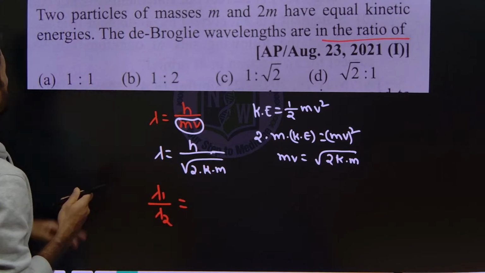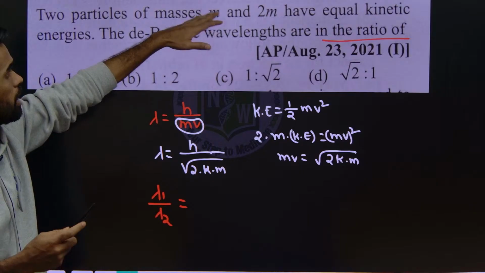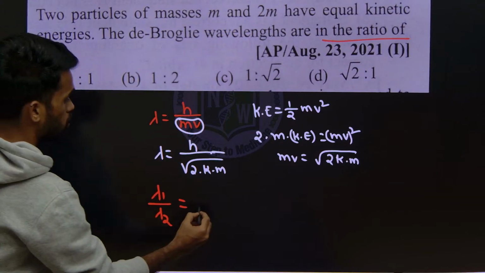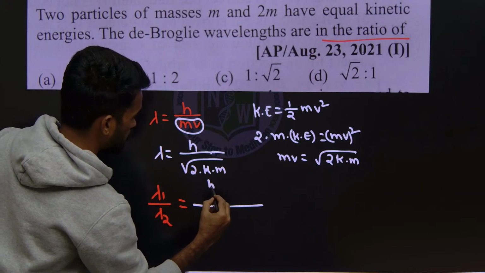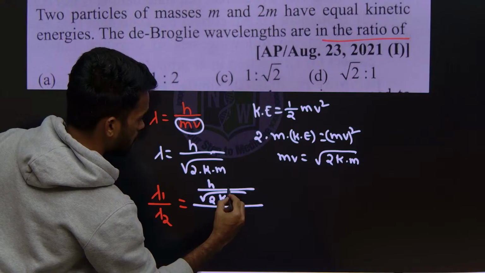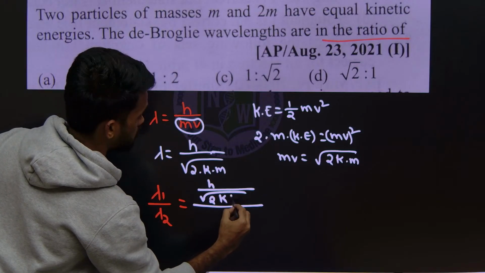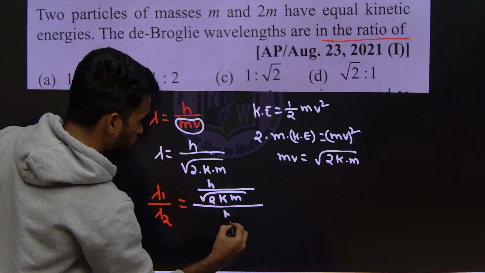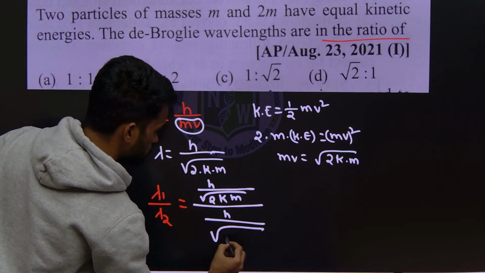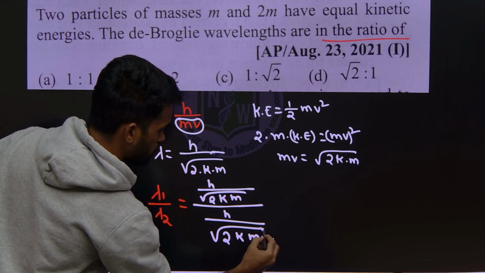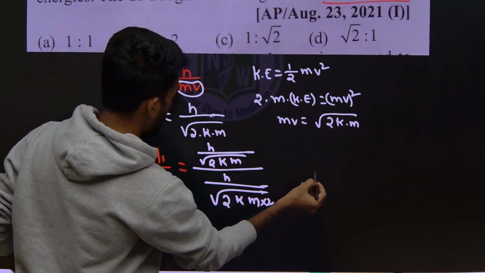Okay, so two particles of mass m and 2m. So this is particle 1 wavelength, particle 2 wavelength. Here for particle 1, it is h by root over 2km, where the mass for particle 1 is m, and for particle 2 it is 2m, so it is km into 2m, they are saying. Okay, that's it. We are almost done here.